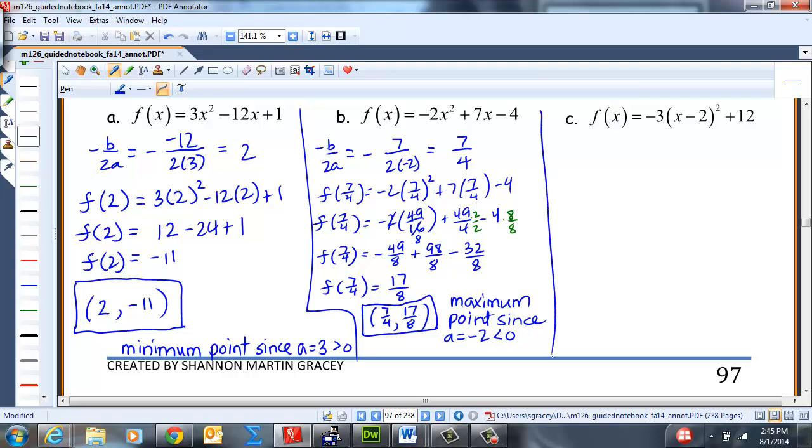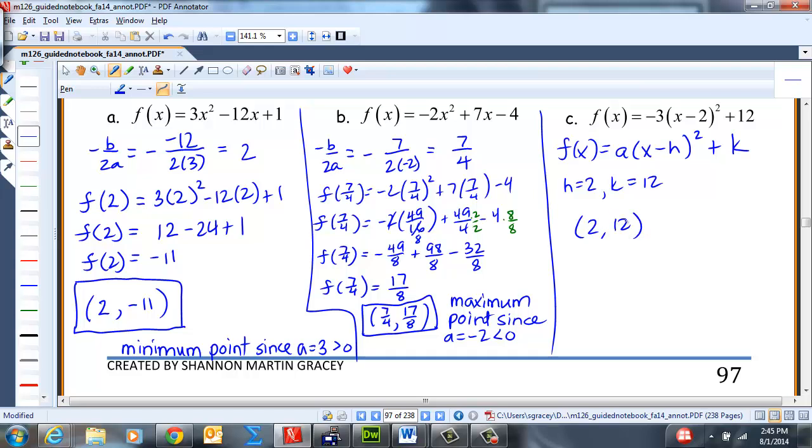Okay. Now part C, don't multiply it all out. You've been given the format. Remember that one format, f of x is equal to a times (x minus h) quantity squared, plus k. So that tells us that h is 2 and k is 12. So your vertex is at (2, 12).